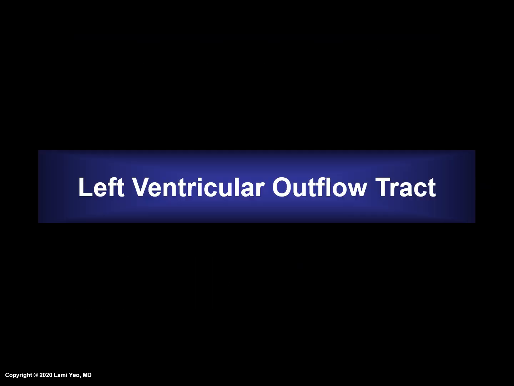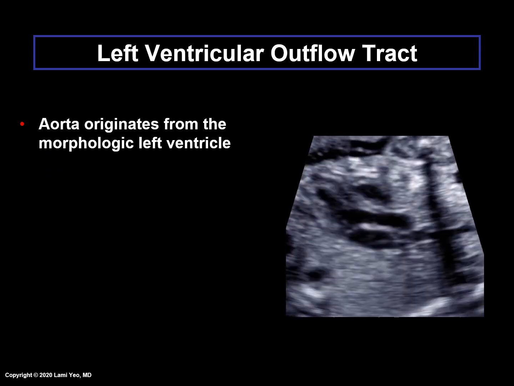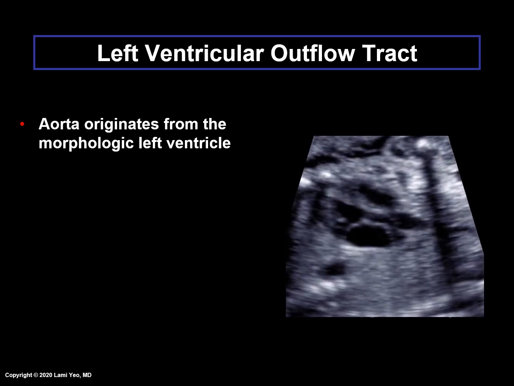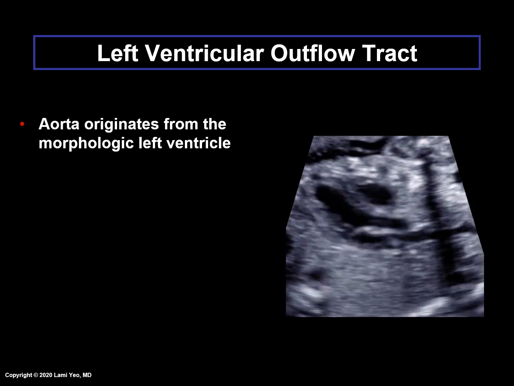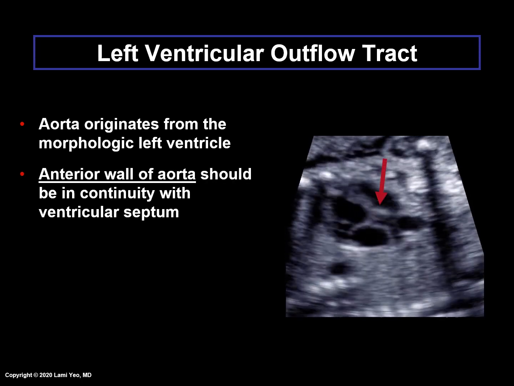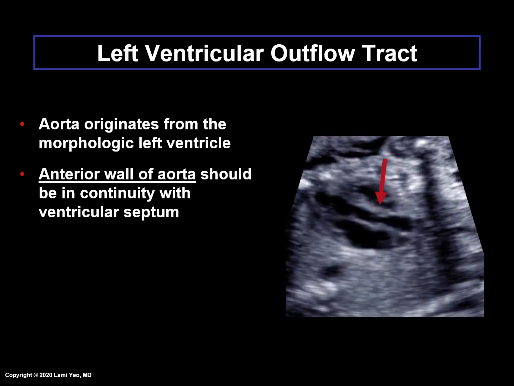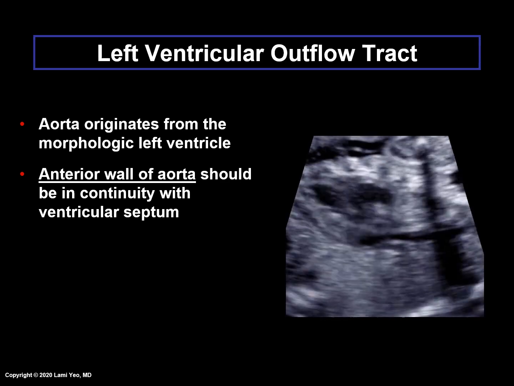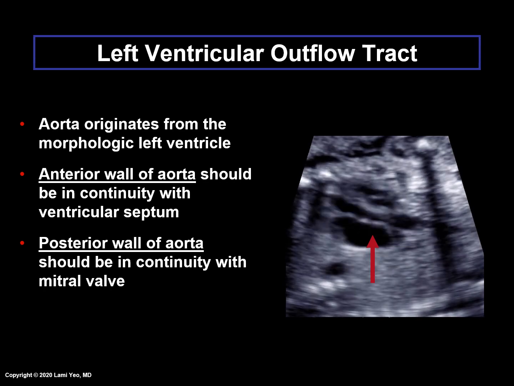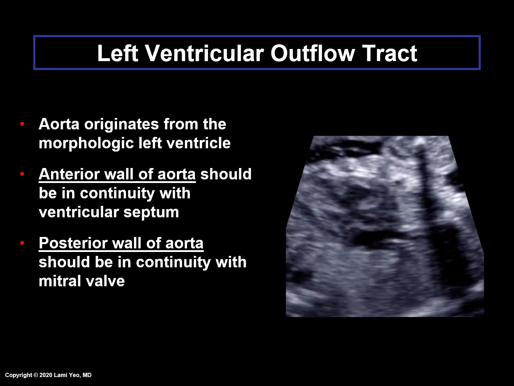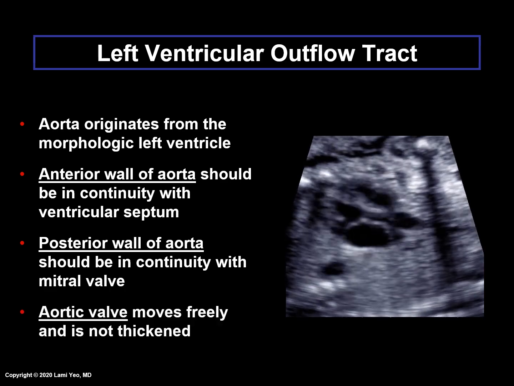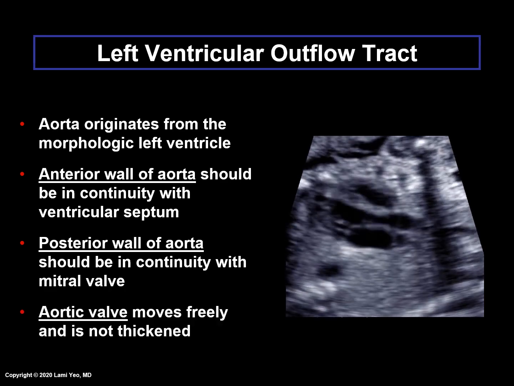Left ventricular outflow tract. Similarly, in the left ventricular outflow tract view, the aorta originates from the morphologic left ventricle. The anterior wall of the aorta should be in continuity with the ventricular septum, while the posterior wall of the aorta should be in continuity with the mitral valve. Moreover, the aortic valve should move freely and is not thickened.